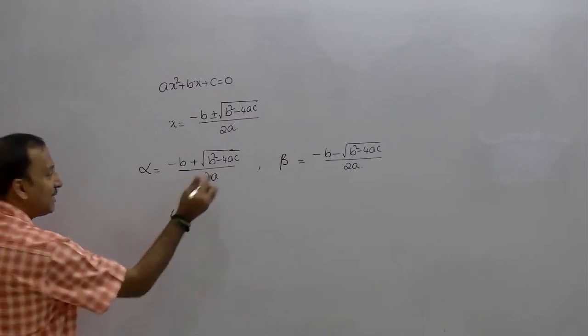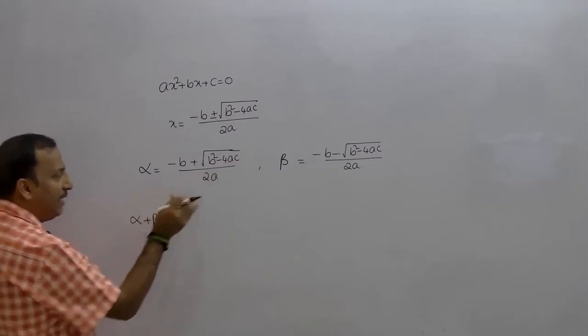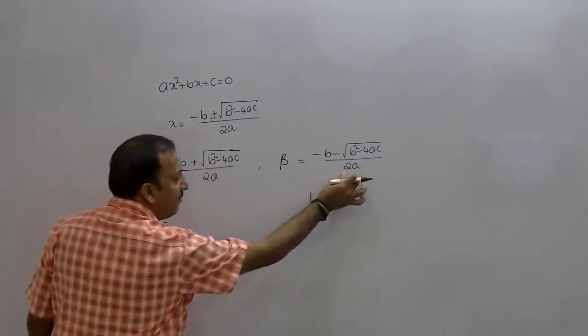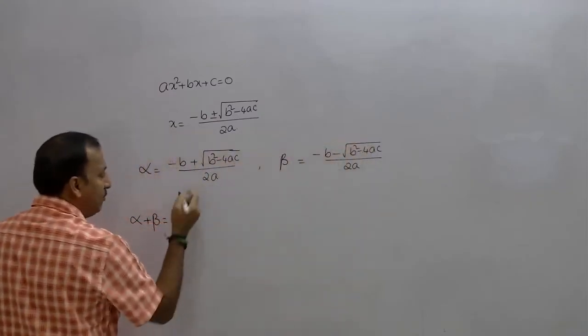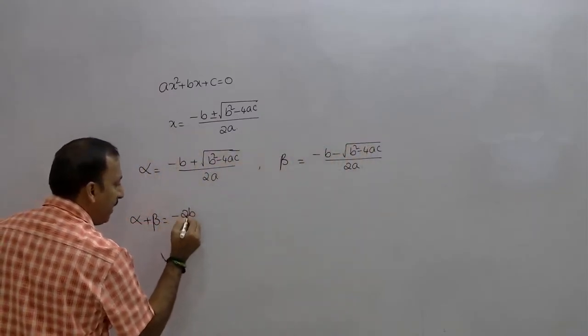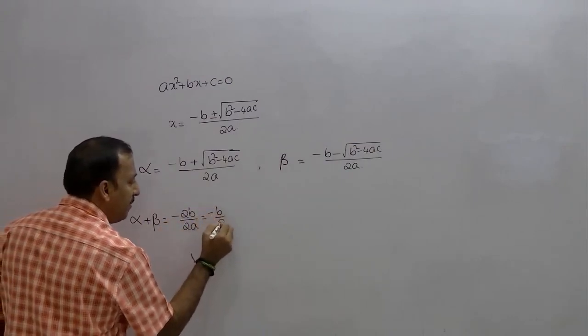Now, what is the sum of the roots? Alpha plus beta. If you add these two, the LCM is 2a. If we add these two, the terms will get cancelled. So in the numerator you will get minus 2b by 2a, that is equal to minus b by a.